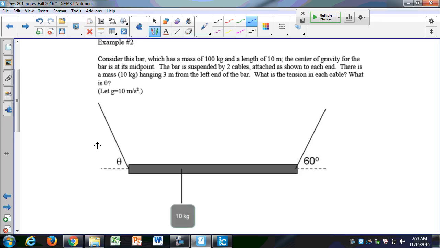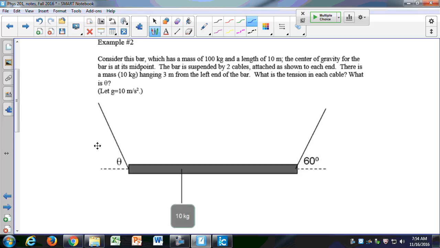All right, so here I have a bar. It says it has a mass of 100 kilograms, has a length of 10 meters, and the center of gravity, or the center of mass, is at its midpoint. It's suspended by 2 cables, and there's a mass hanging 3 meters from the end of the bar. What is the tension in each cable, and what is the angle theta? So here I have 3 unknowns. I want to know what is this tension, what is this tension, and then I also want to know what is this angle theta.